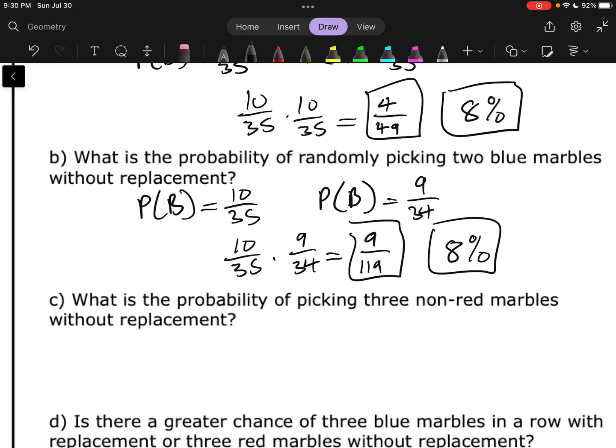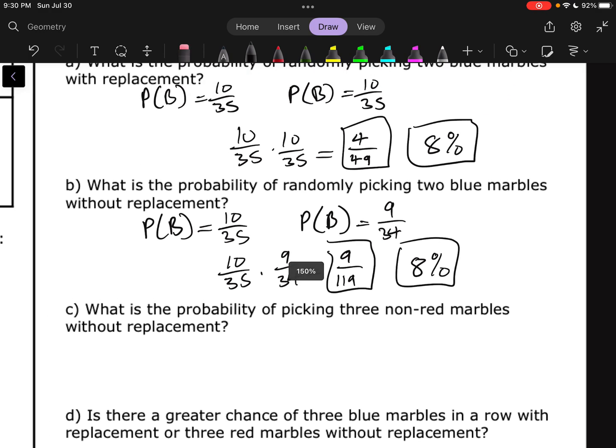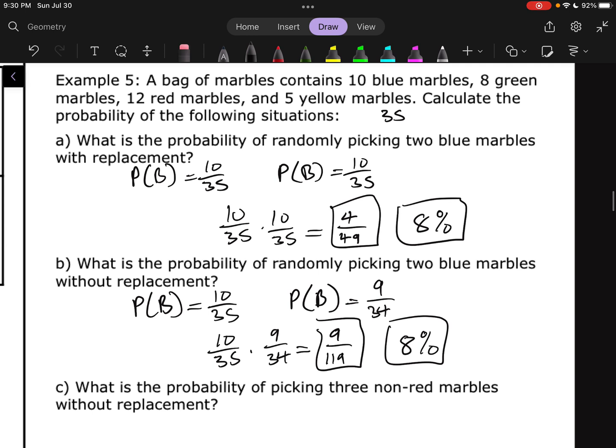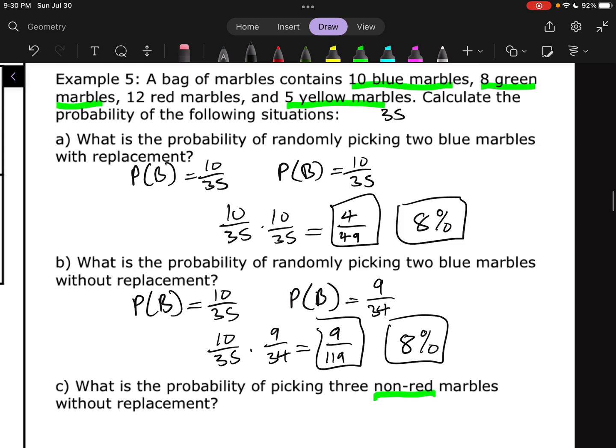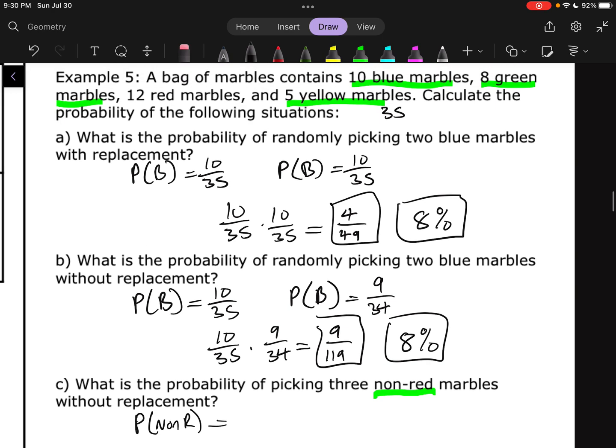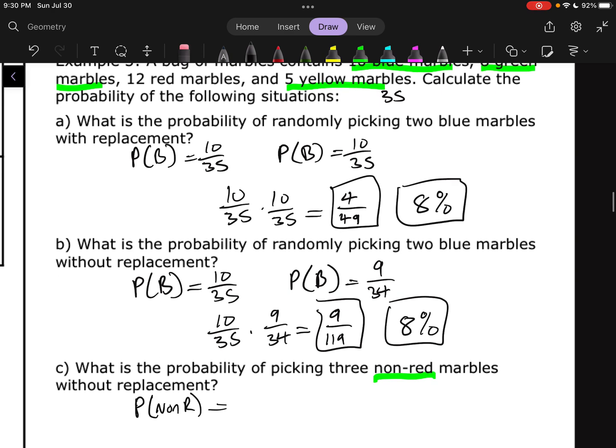What's the probability of picking 3 non-red marbles without replacement? Okay, 3 non-red marbles. So let's think about this. Non-red means it could be blue, it could be green, it could be yellow. So how many total is that? 10 plus 8 is 18, plus 5 is 23 out of the 35.